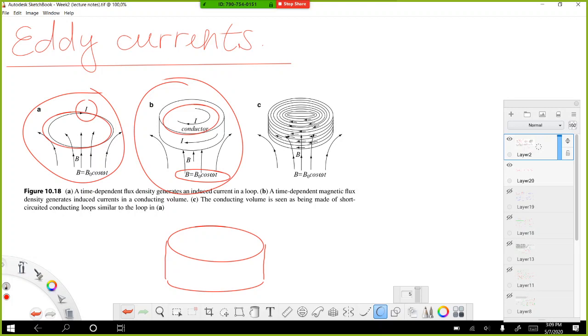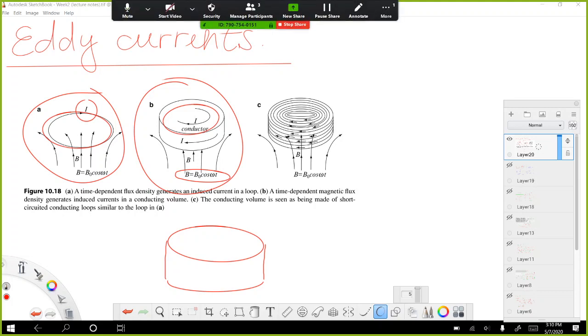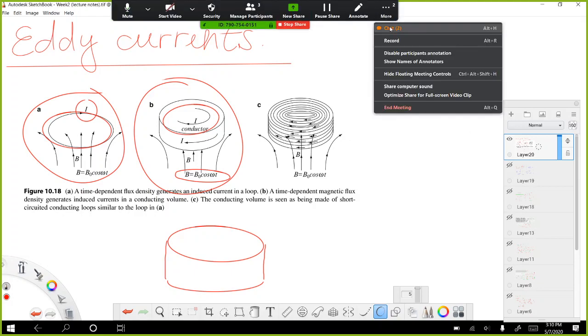And these situations shown in the figure B and C also can be described with Faraday's law, and the only difference is in the situation A we have the so-called linear conductor, and in the case B we don't need a linear conductor, and electric current occurs in the volume of our conductor.